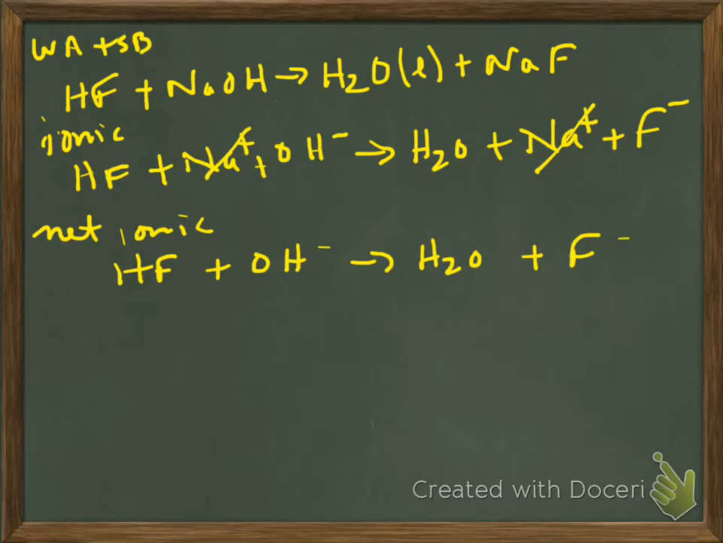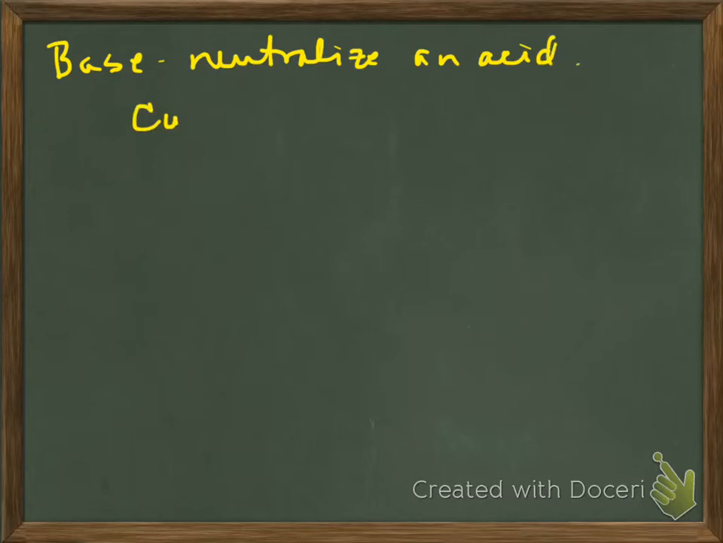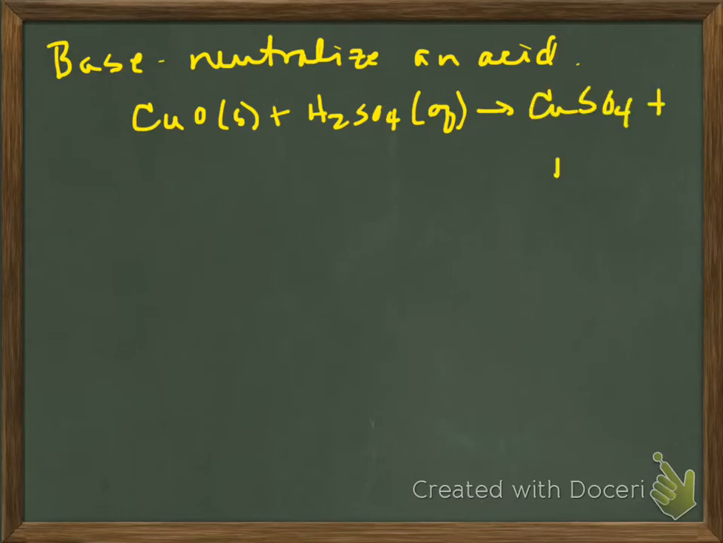Another type of reaction we're talking about with acids and bases. Remember that a base really can be anything that's going to neutralize an acid. So if we have something like solid copper oxide reacting with sulfuric acid to form copper sulfate and water, the copper oxide would be considered a base.